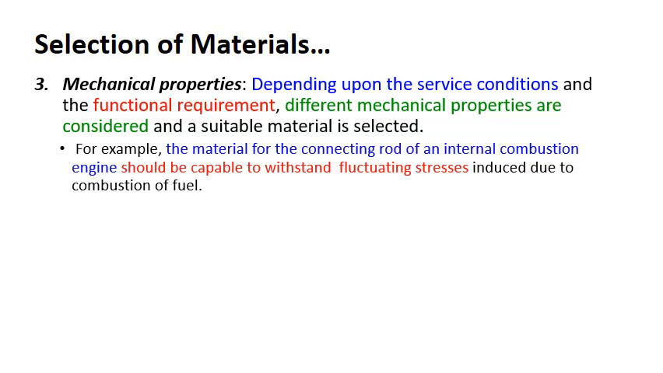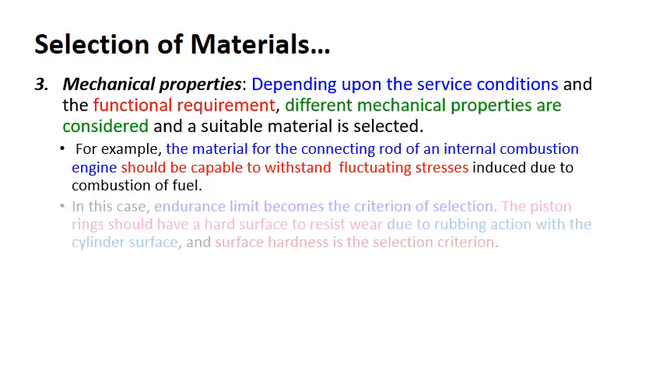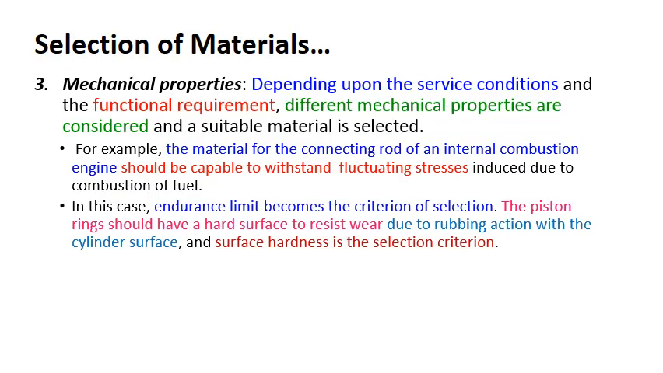To give some examples, let us assume the connecting rod of an internal combustion engine. When the combustion of fuel takes place within the cylinder, the connecting rod will move back and forth within the cylinder. As a consequence, it will be subjected to fluctuating loads. So this is what we call fatigue. Here the selection criterion, the property that we use, is endurance limit. We look at the endurance limit of the material, compare it and select the better one. This we will discuss elaborately in unit 2.